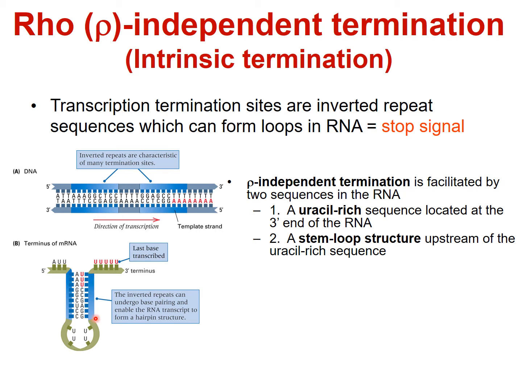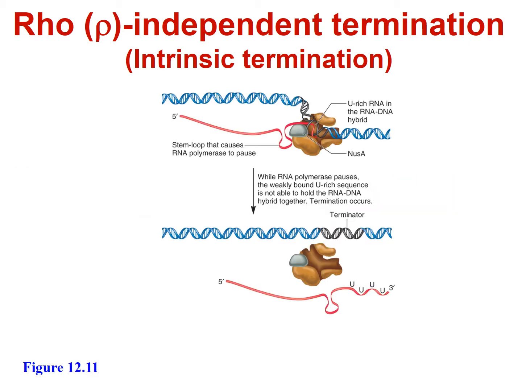Now, the stem loop was important in rho-dependent termination, which I just showed you. But this kind of stem loop that's involved in the intrinsic termination is slightly different. It has these uracil residues at the 3' end. Right? So it's a uracil-rich sequence at the 3' end. And this is important for termination.